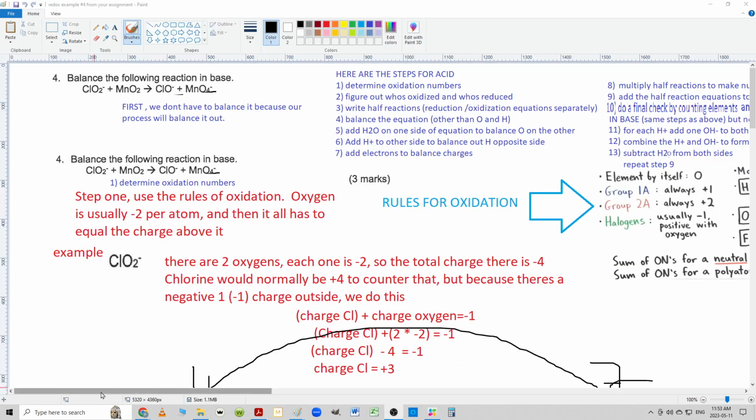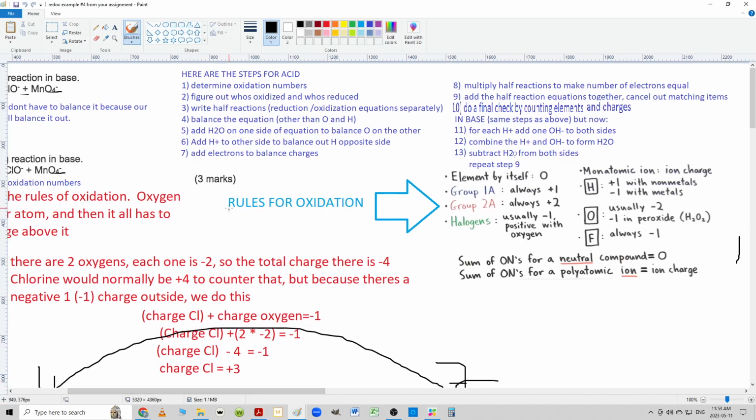These rules are found in your textbook, and they are as follows. First, determine the oxidation numbers. Second, figure out who's oxidized and who's reduced. Third, write the half reactions, break them up into first the reduction equation, then the oxidation equation. Balance the equation other than O's and H's. So in other words, make sure your Cl's are all balanced, or anything that's not O and H.